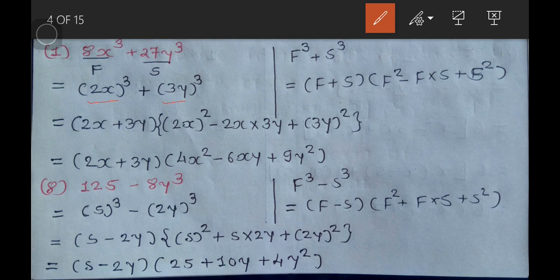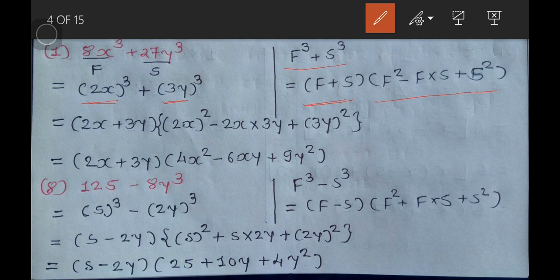27y cube is the cube of 3y. So we can use method number 3 to factorize this cubic polynomial. Now about our identity, that is f cube plus s cube, we factorize it as (f plus s) in one bracket, and in another bracket f square minus f into s plus s square. So here f is 2x and s is 3y. So we put it in our formula.